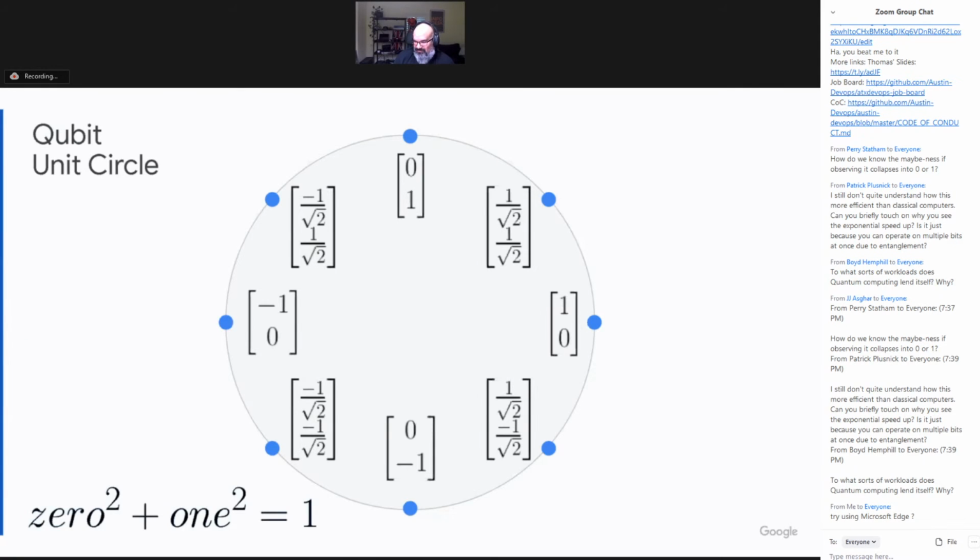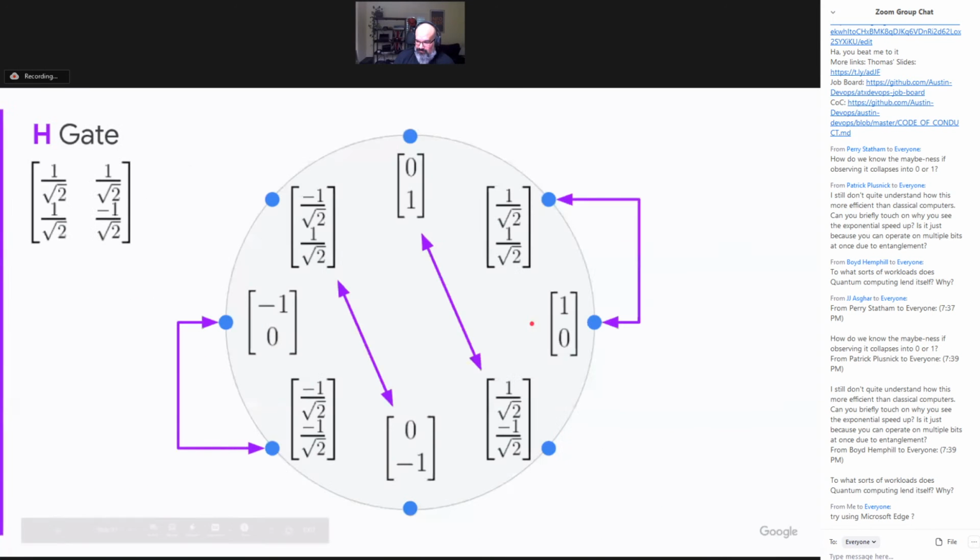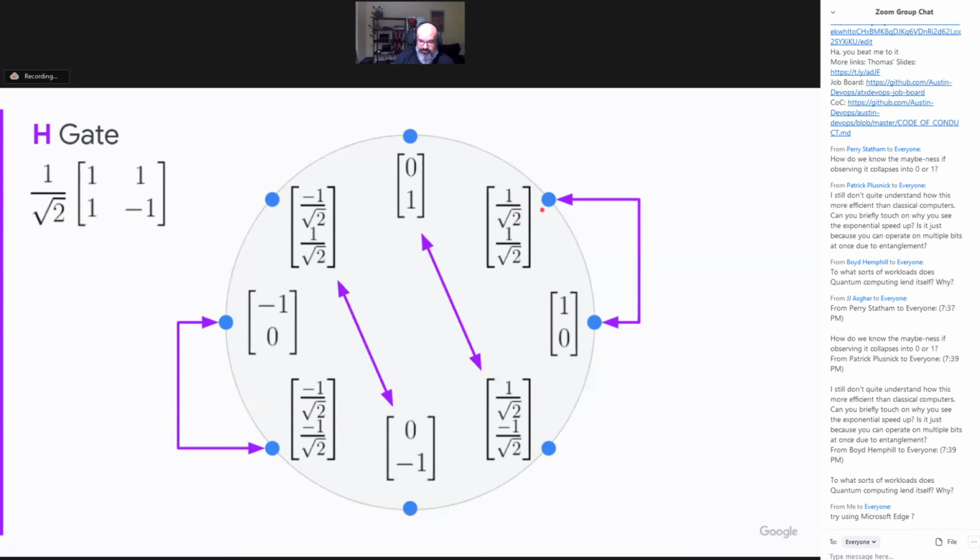What could it hurt? So you start off with a 0, and then you run it through an H gate. Well, where does the H gate take it? The H gate takes it right to here. So do you know the exact state of the maybiness? Yes, you do. You can take a qubit and prepare it in this state, and then measure it, and it'll be a 0 or 1.